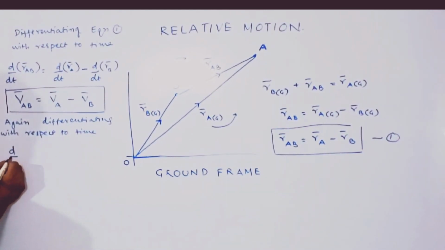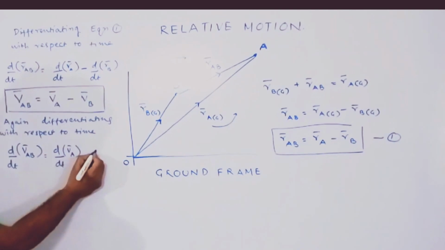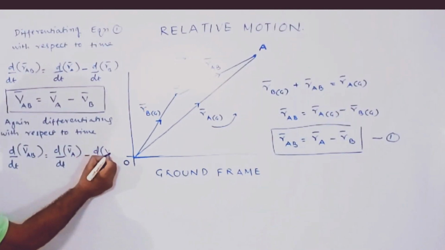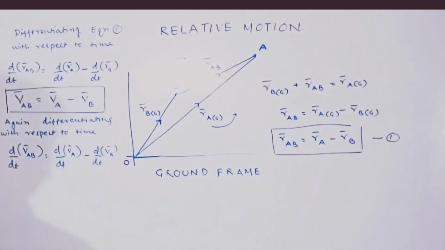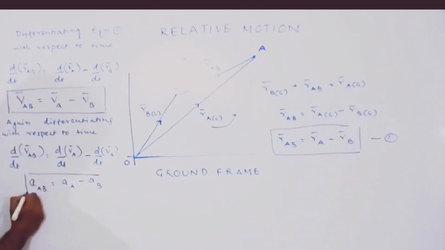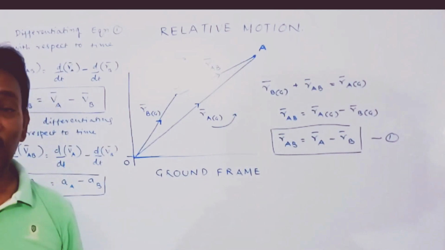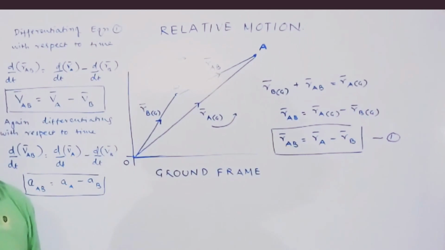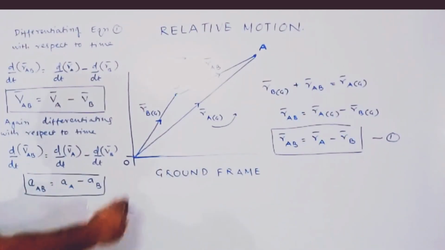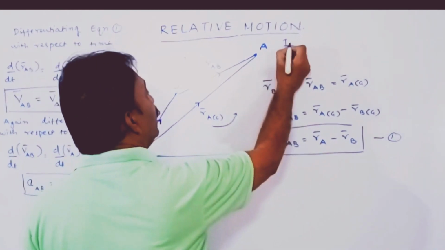That is d by dt of V bar AB is equal to d by dt of V bar A minus d by dt of V bar B. Rate of velocity is acceleration. You can write a bar AB is equal to a bar A minus a bar B. In this way, you can find out the relative velocity or relative position or the relative acceleration in one dimension. What I have to say here, actually it is incomplete without writing relative motion in one dimension.